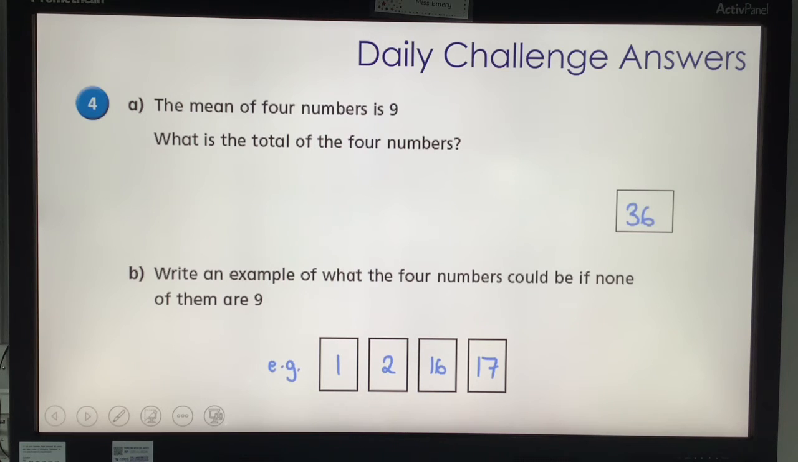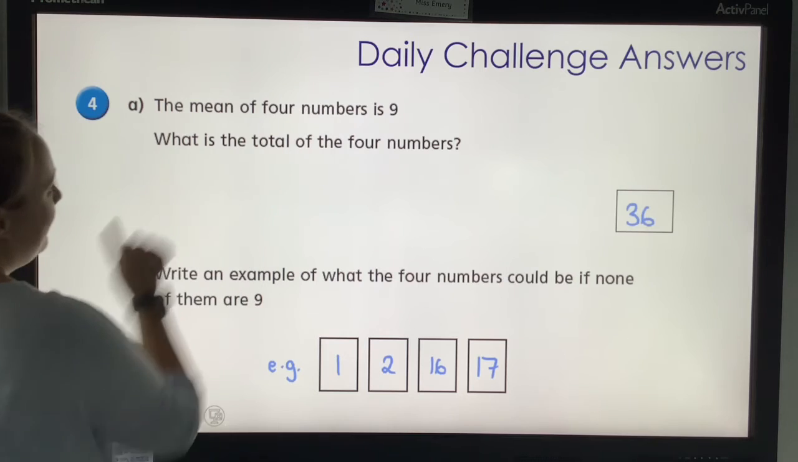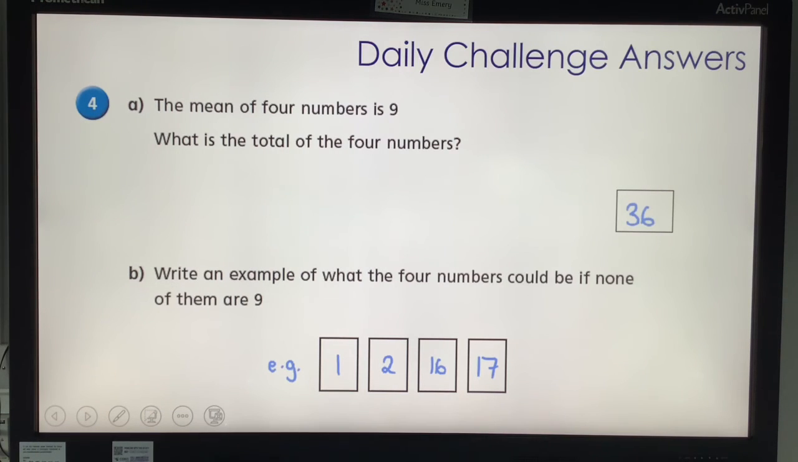Now, if you didn't know how to do this one, and that meant you didn't know how to do the next one with Esther, now I've told you how to do it, to do the inverse, to do your mean times by how many you've got. See if you can go back and have a go at Esther and working out how many she had. If you did it, let's find out the answers.